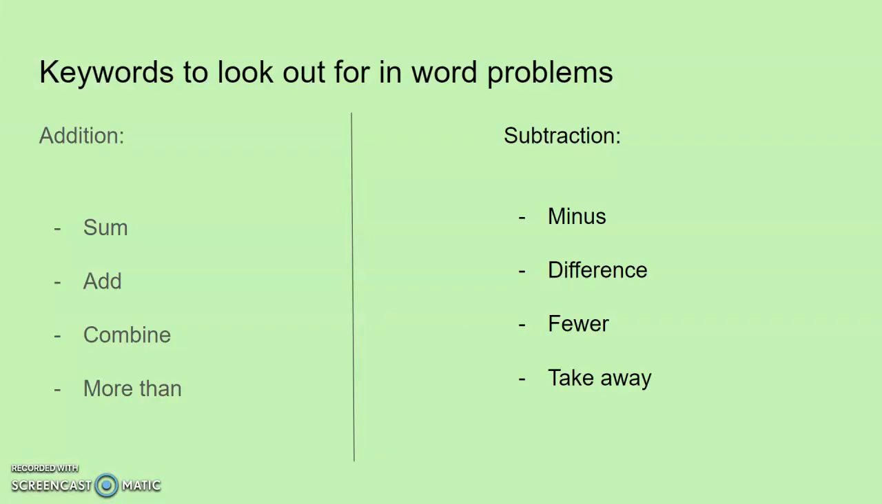So for some keywords to look out for in word problems for addition, you can look for sum, add, combine, and more than. These indicate that we're adding to our answer. On the flip side, for subtraction, be on the lookout for words like minus, difference, fewer, and take away. These words indicate that we're subtracting from our answer.